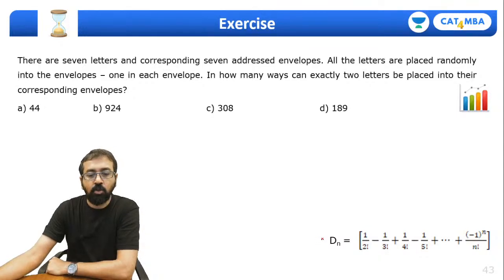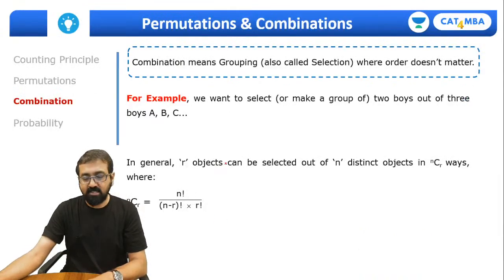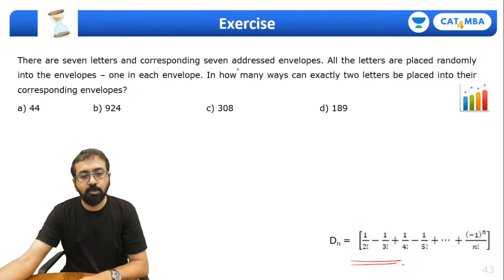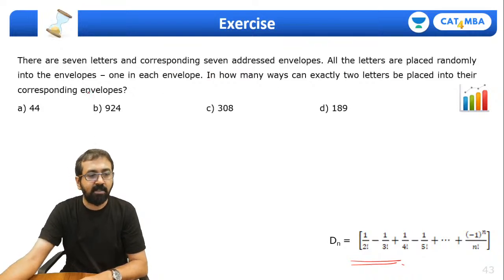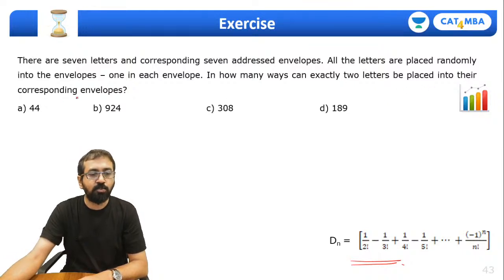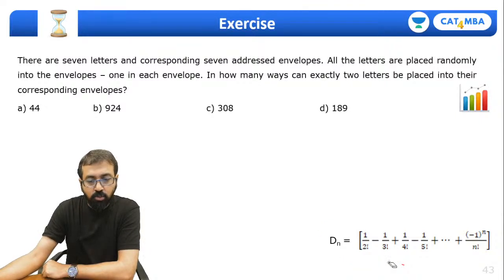So guys, there is something called dearrangement. Now what is a dearrangement? Dearrangement means a completely wrong arrangement, which I had explained earlier. This is that question of dearrangement, and you should be able to apply this formula. Please remember this formula, so we should not be missing anything. Here there are 7 letters and corresponding 7 addressed envelopes. All the letters are placed randomly into envelopes. In how many ways can exactly 2 letters be placed into their corresponding envelopes? Now this is slightly different actually. You can't apply the dearrangement directly.